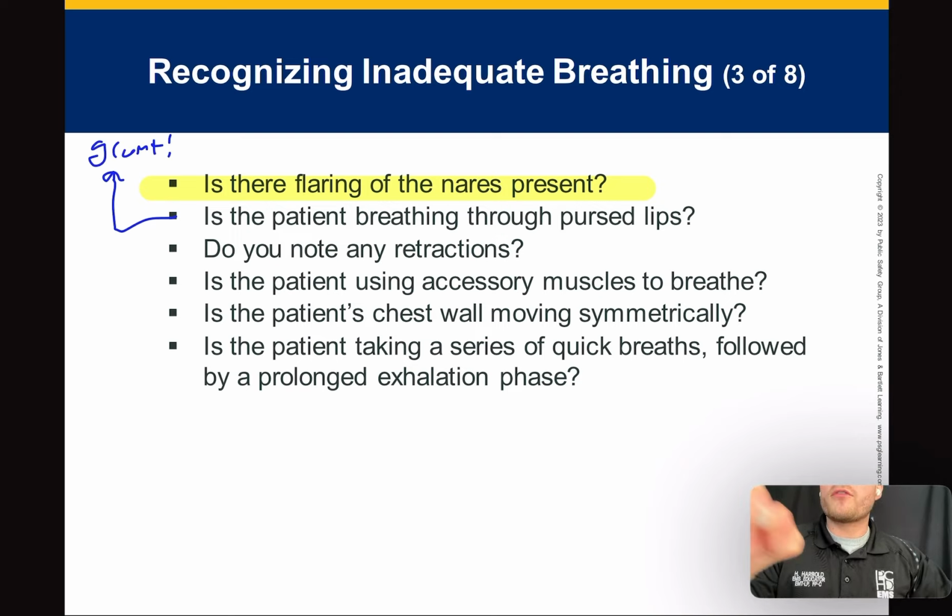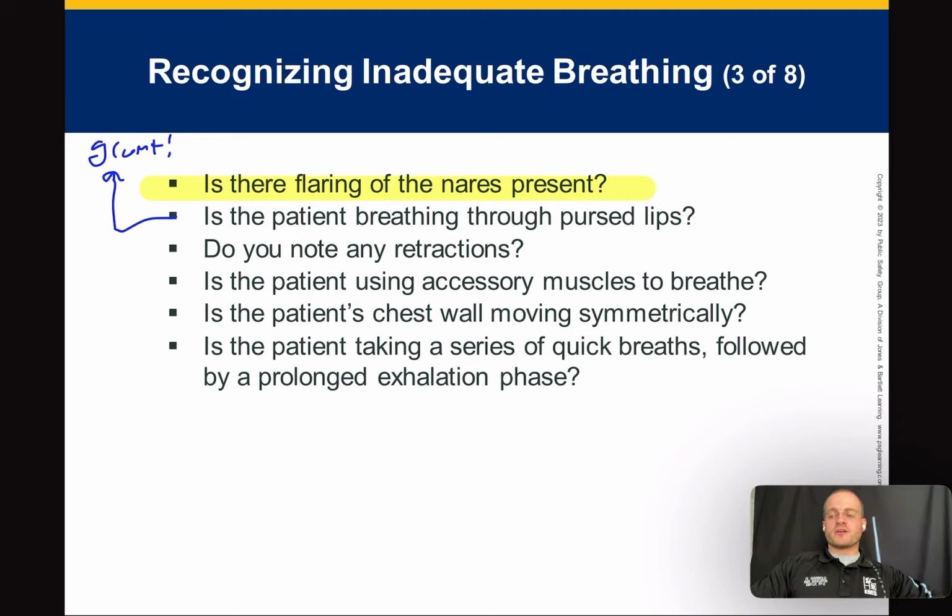Now, one thing I want to point out, very important to know, is children will grunt. Children, less than a year, maybe a year and a half actually, aren't smart enough yet to pursed lip breathe. So what they will do is grunt, and you see this in kids a lot. It's very ominous. It means they're in severe respiratory distress.